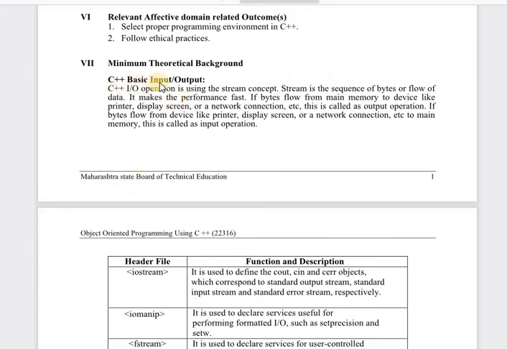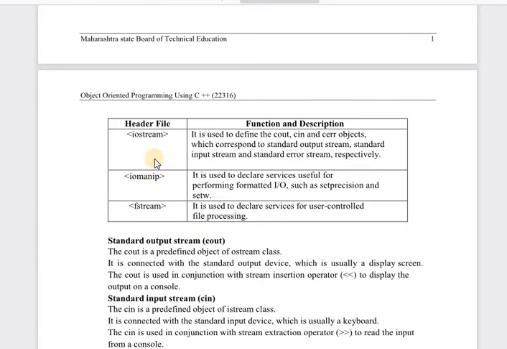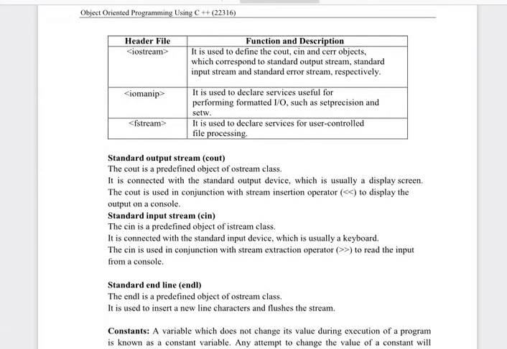C++ basic input output. In this we will see the header files, that is iostream, iomanip and fstream. So these are the different header files we are going to use in our practicals. You can read all of this in the PDF of the manual.